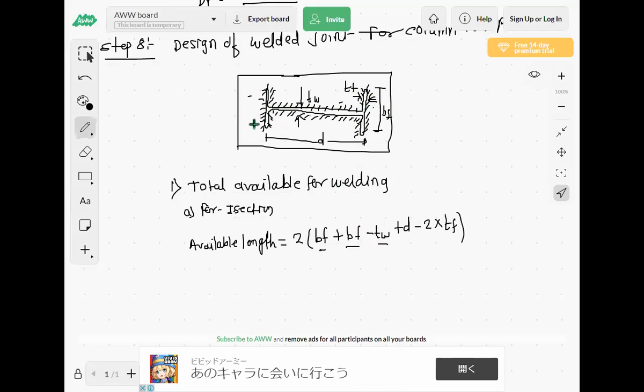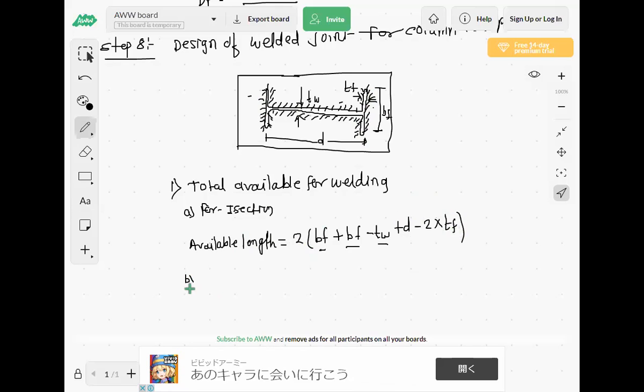Then plus d. The d is for this side, and the opposite side also has depth, we can weld the opposite side also. So again multiply by 2, minus 2 into tf. 2 into tf is for one flange, and similarly one more flange is there, so again multiply by 2. So this is your total available length for the welding. Are you getting? This is the available length for welding, and this is for I section.